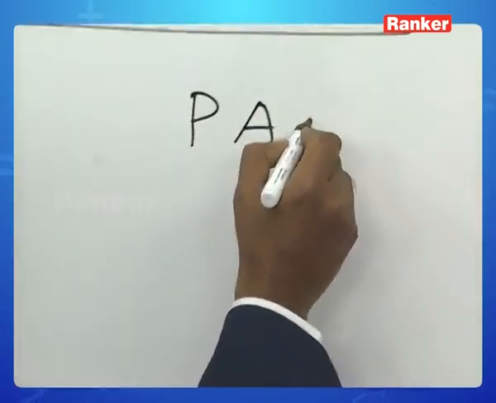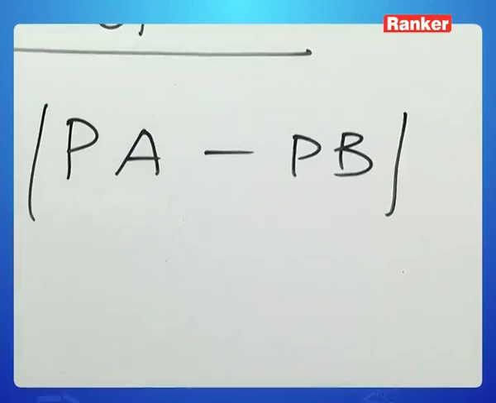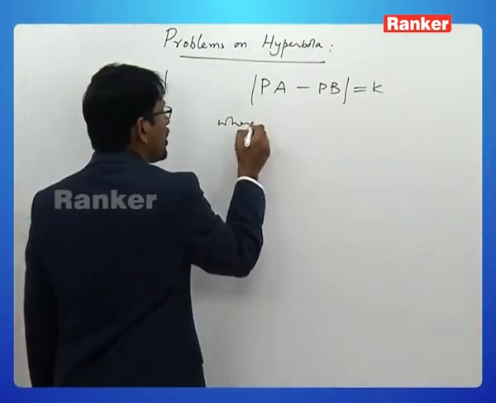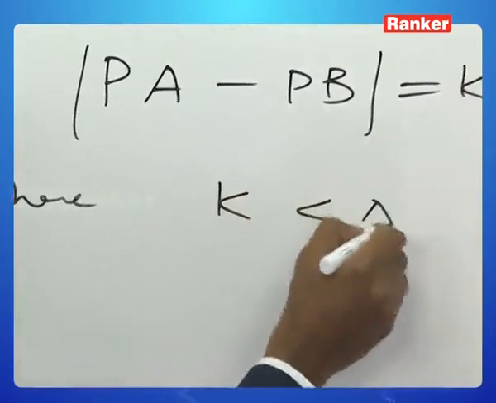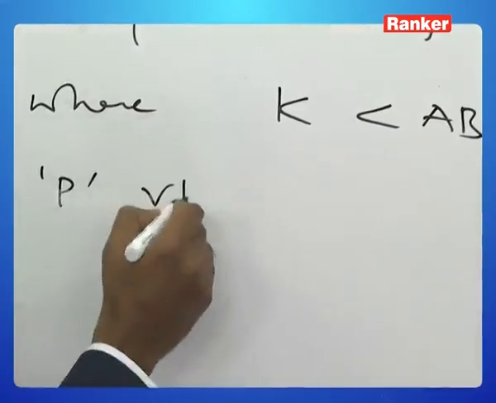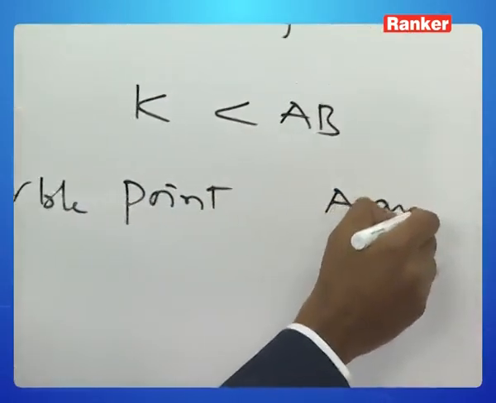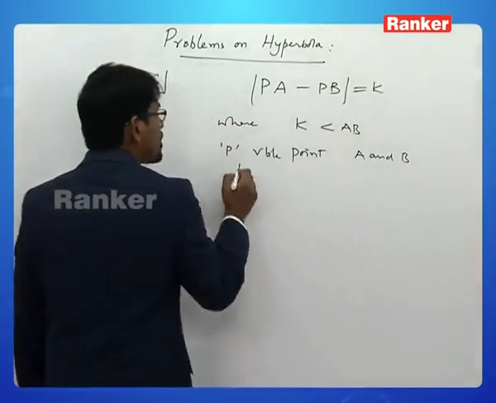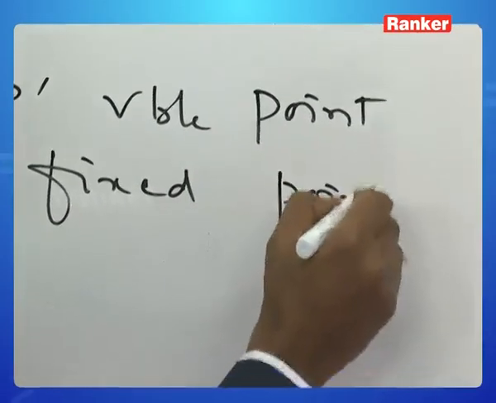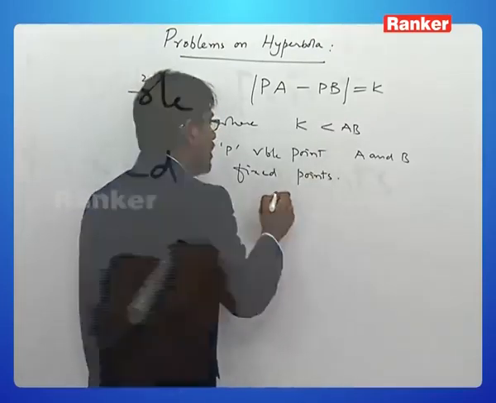modulus of PA minus PB equal to k, where k is less than AB, where P is a variable point, and A and B are fixed points, represents a hyperbola.